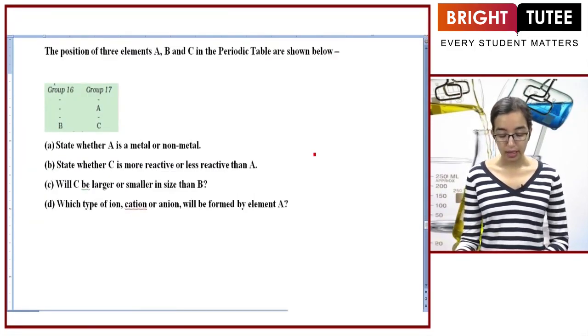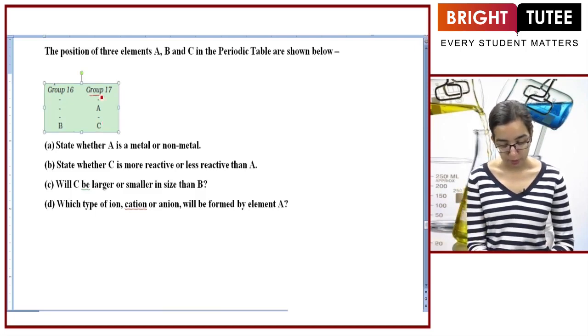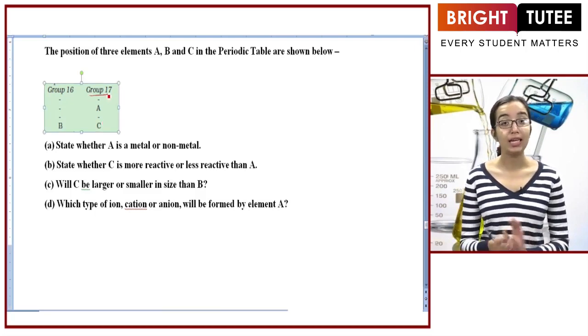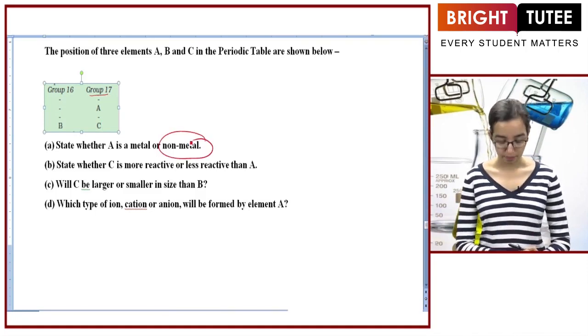The position of 3 elements A, B and C in the periodic table are shown below. So we have this arrangement. State whether A is a metal or a non-metal. Now A lies in group 17. It means that it is highly electronegative. That is why it will be non-metallic in nature.